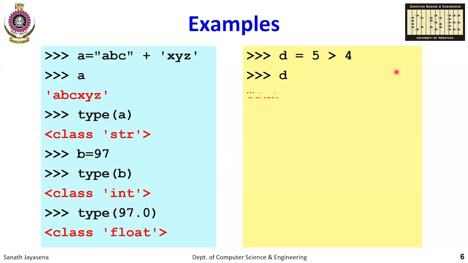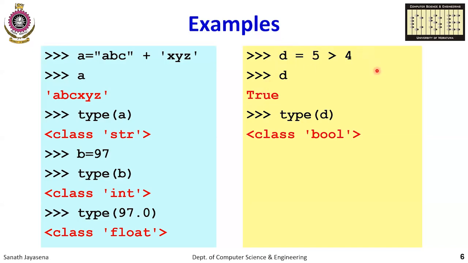So when I say D, it gives the value of D as true. Why is that? Because 5 greater than 4 is true, and the value of D is true because the type of D is bool, a Boolean type. So that's also, I think we explained earlier, bool is a basic data type. And here is an example where you have a Boolean value, true, because 5 greater than 4 is true, right?